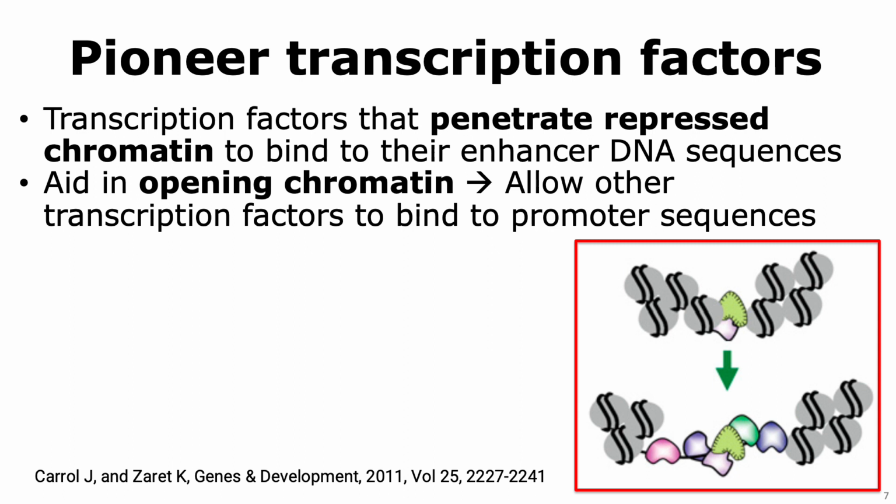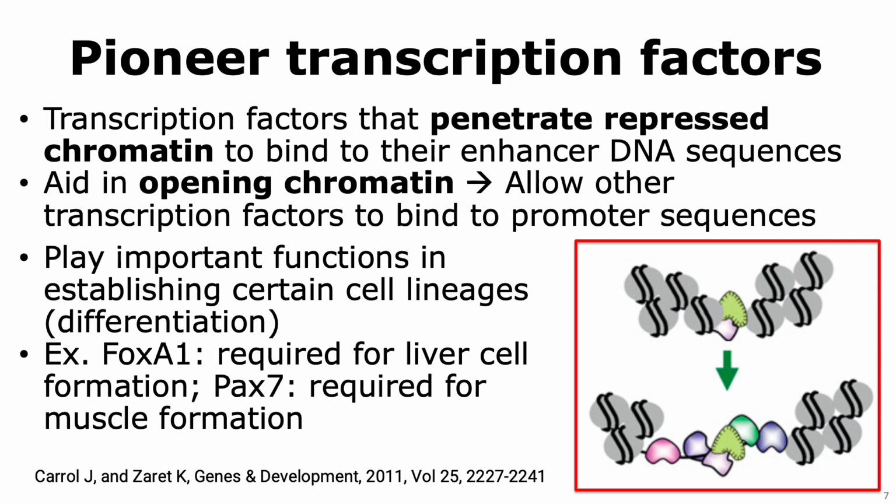As shown in the figure, on the top we can see that the pioneer transcription factors are binding to sequences on chromatin that is tightly packed and are able to recruit proteins that loosen up the chromatin. These pioneer transcription factors play important functions in establishing certain cell lineages during development of organisms. For example, FOXA1 is a pioneer transcription factor that is required for liver cell formation, while PAX7 is required for muscle formation.